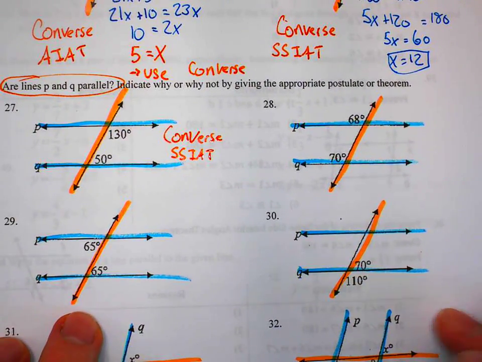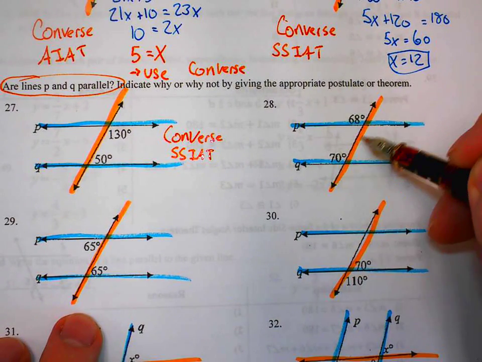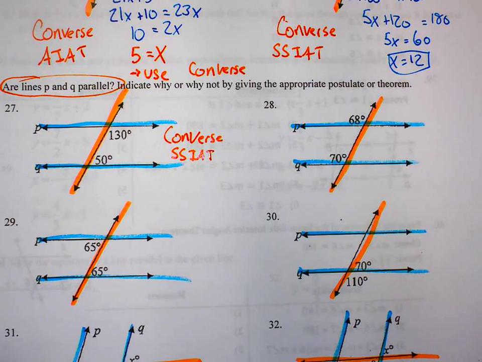For 28, these two are corresponding. Top left, top left. Corresponding angles should be congruent. These are not.